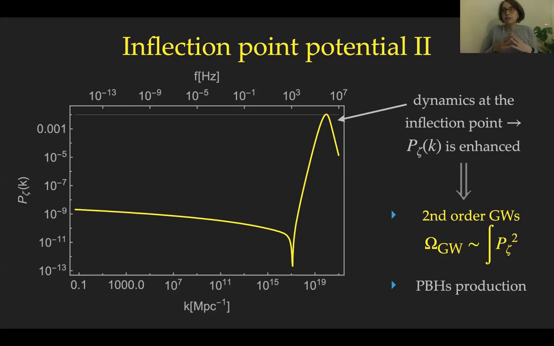When the curvature perturbation is enhanced sufficiently, it can lead to primordial black hole production. And in general, any enhancement of the curvature perturbation leads to second order gravitational waves, which might be detected or not. In particular, the second order gravitational waves can be described by the omega GW, so the energy density stored in these second order gravitational waves, which is given by a rather complicated integral of the square of the power spectrum.